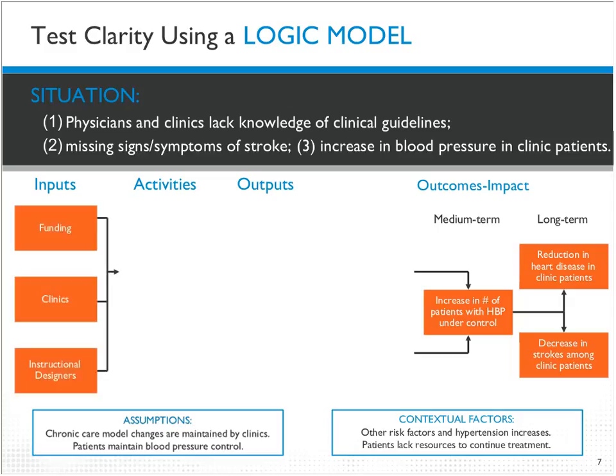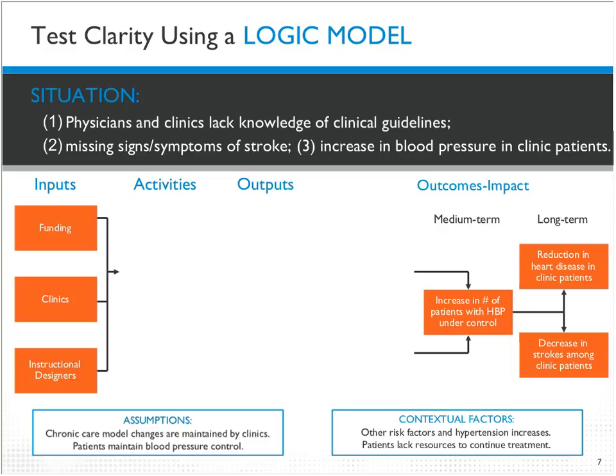So then what do we need? What would be some of the inputs or some of the resources? Well, as I mentioned earlier, Congress is funding this program. And we do know that there is a group of clinics that we are targeting. So those are some of our other resources that we'll be working with.